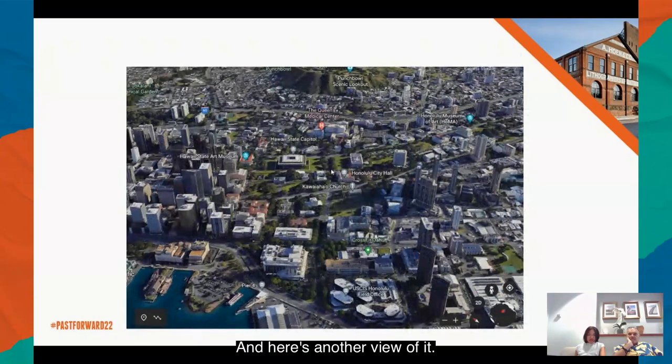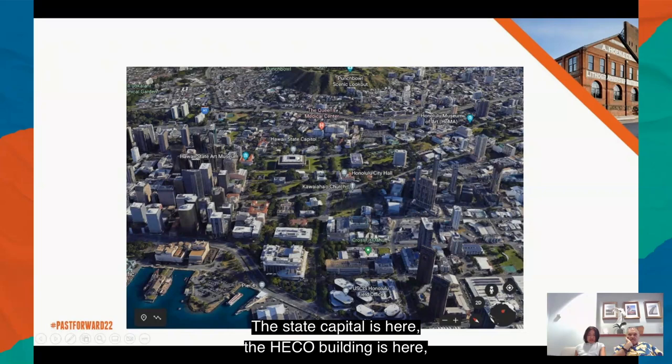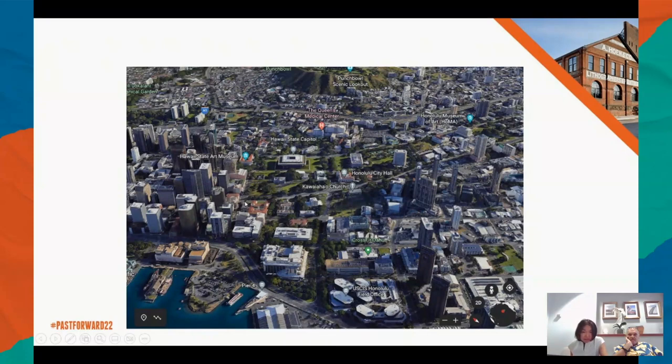And here's another view of it. The state capitol is here. The HECO building is here. The Iolani Palace sits right in front here. This is the oceanfront, very nearby, as you can see, three blocks away.